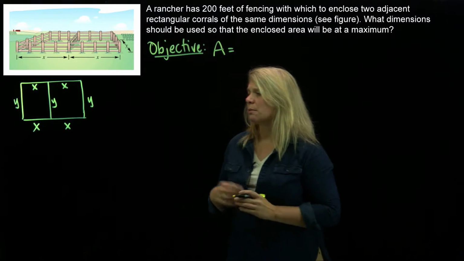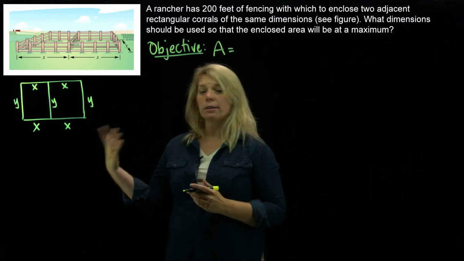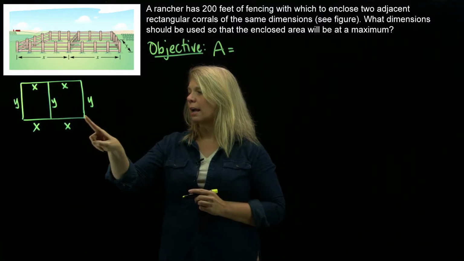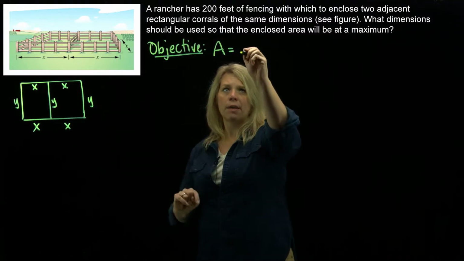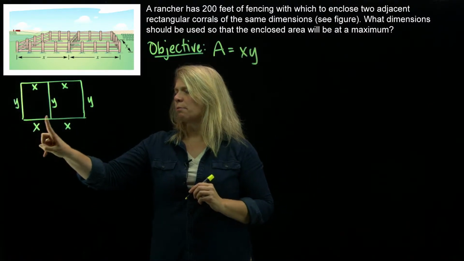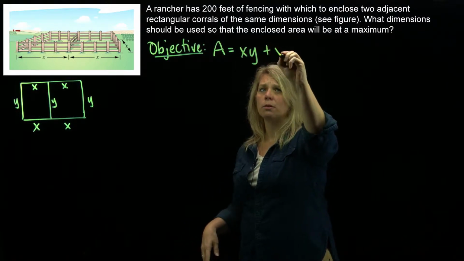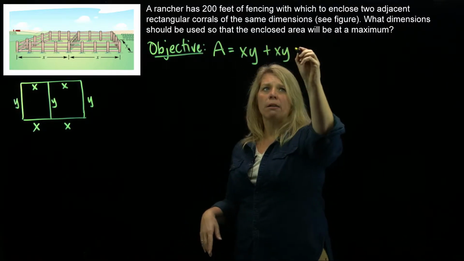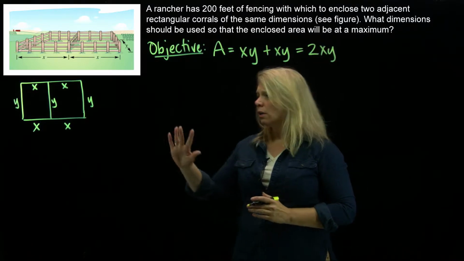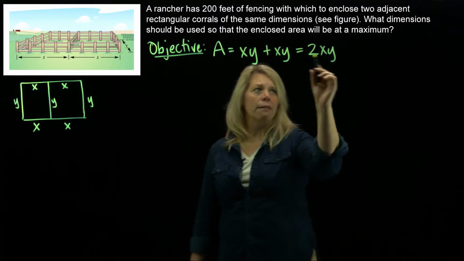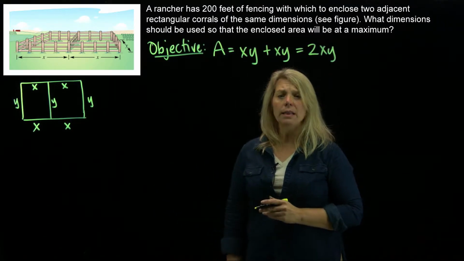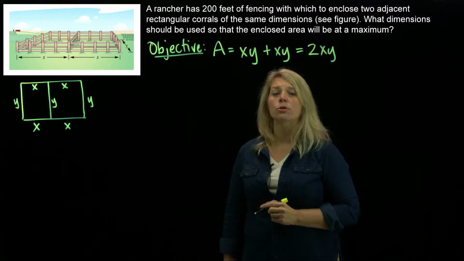So there's a couple different ways you might think about the area of this region. Here's how I would think about it. I've got one fenced region here that is X by Y. So the area of that part would be xy. And then I have another region that is also x by y. So the area of that would also be xy. So my area function here is 2xy. So that's my objective function. You could think about that a little bit differently, but you should arrive at a similar function here for your objective function. All right, the next thing you want to look for in these problems is a constraint.